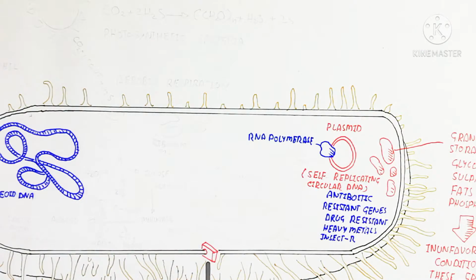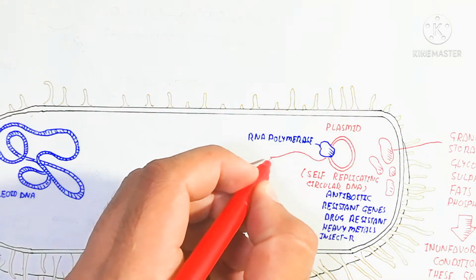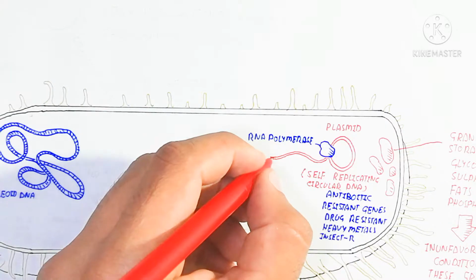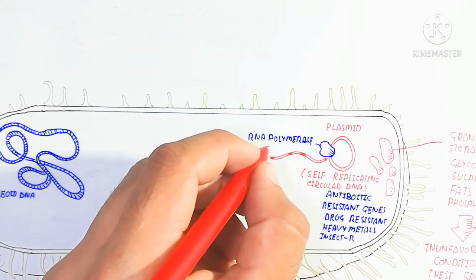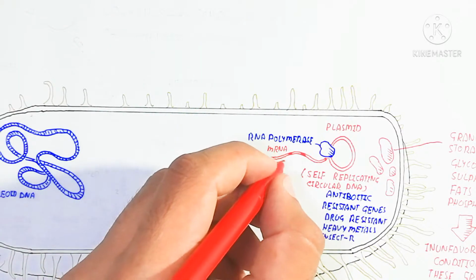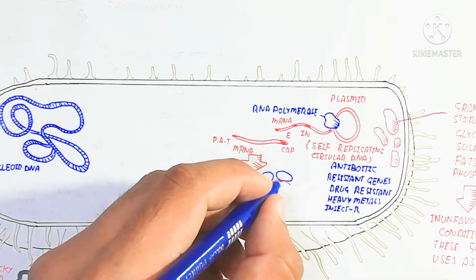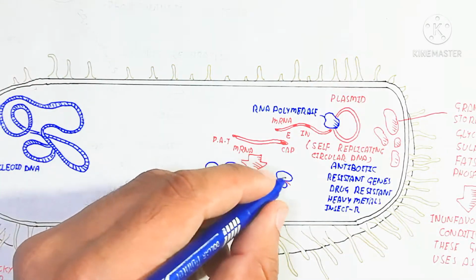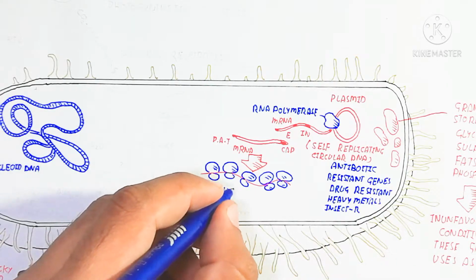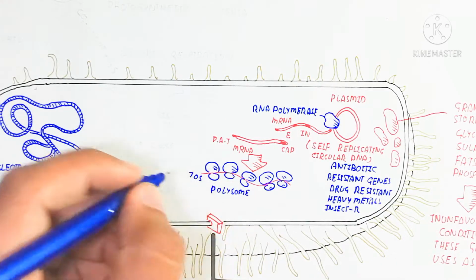So here is the RNA polymerase attached, and it's important to say that here is the plasmid used for the antibiotic resistance genes, which give drug resistance, heavy metal resistance and insect resistance. So this is how it is produced.